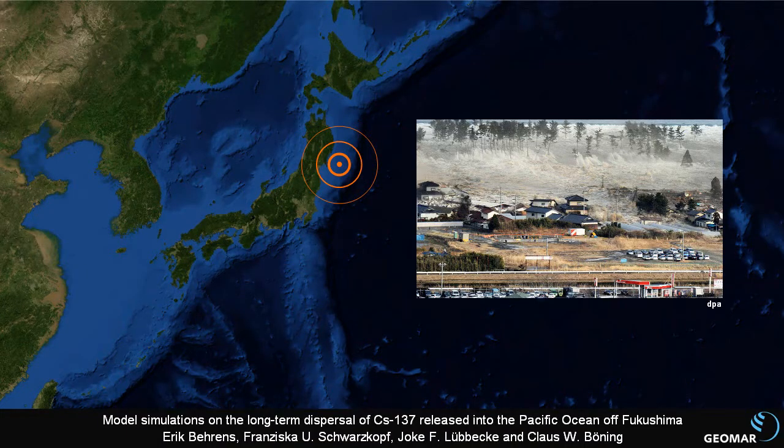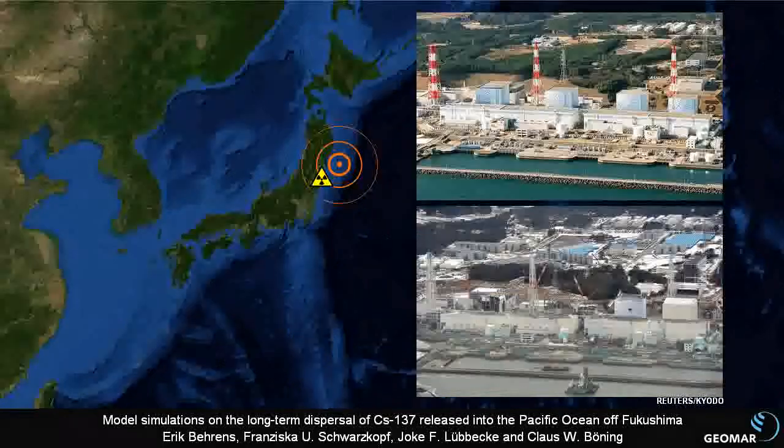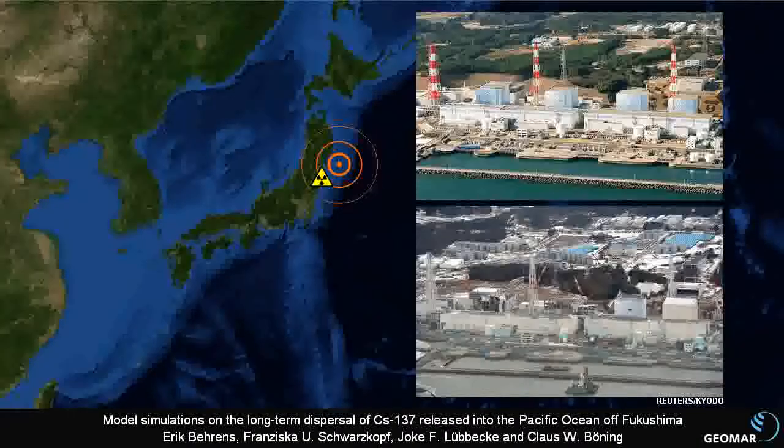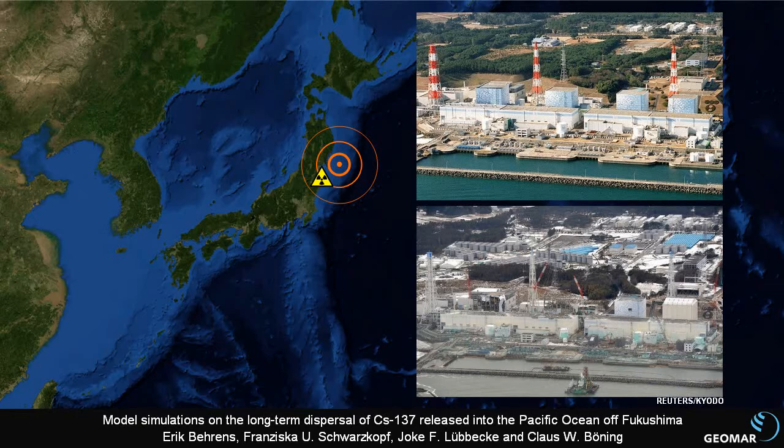Our study deals with one of the consequences of the disastrous earthquake and subsequent tsunami that hit Japan in March 2011. Caused by the explosions and meltdowns in the Fukushima Daiichi nuclear power plants, large amounts of radioactive material, including long-living isotopes such as cesium-137, were released into the environment.